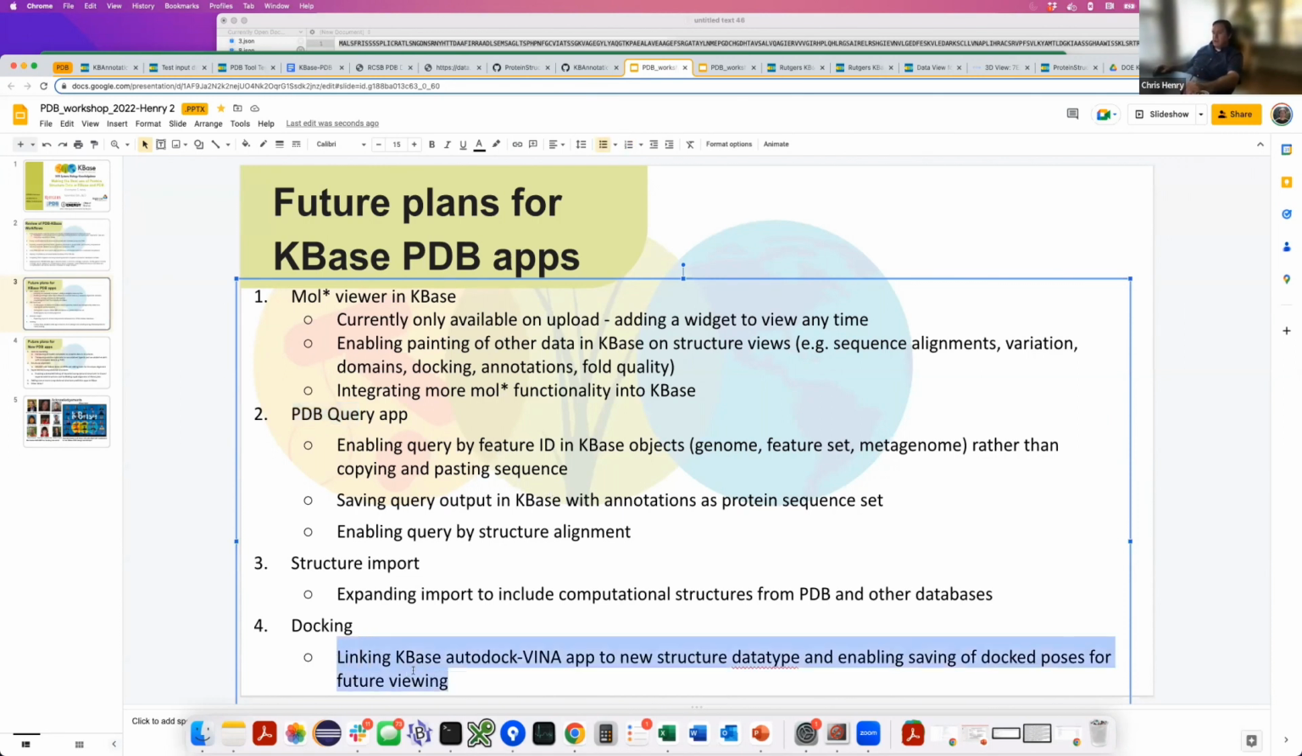For docking, we do have an AutoDock Vina app in KBase, but it's linked to our older structure data type. So we'll be updating that to link to the new data type and enable you to save and look at docked poses later in tools like Molstar.